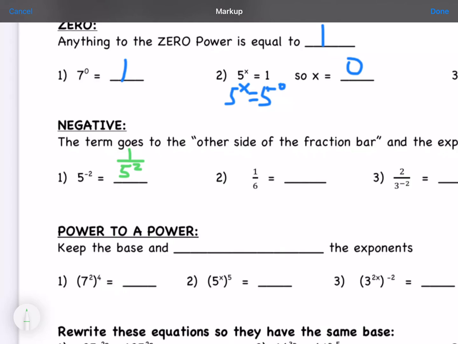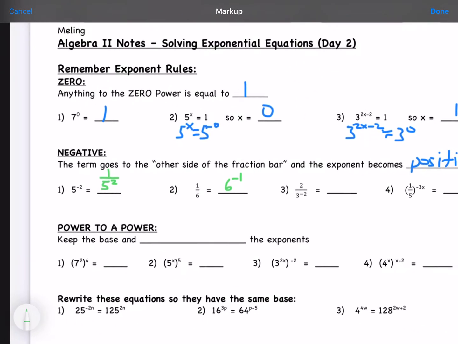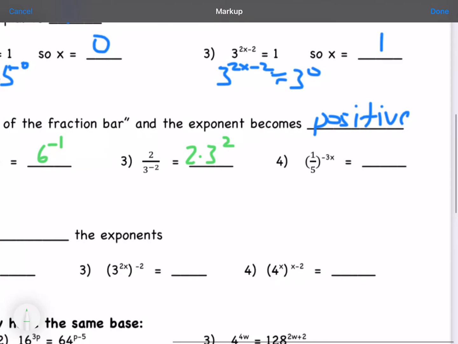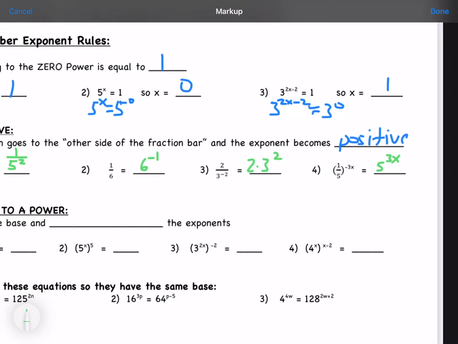1 over 6 to the first becomes 6 to the negative 1. So there we switch the power. 2 over 3 to the negative 2 becomes 2 times 3 squared. And then 1 over 5 to the negative 3x becomes 5 to the positive 3x. So just remember those rules.